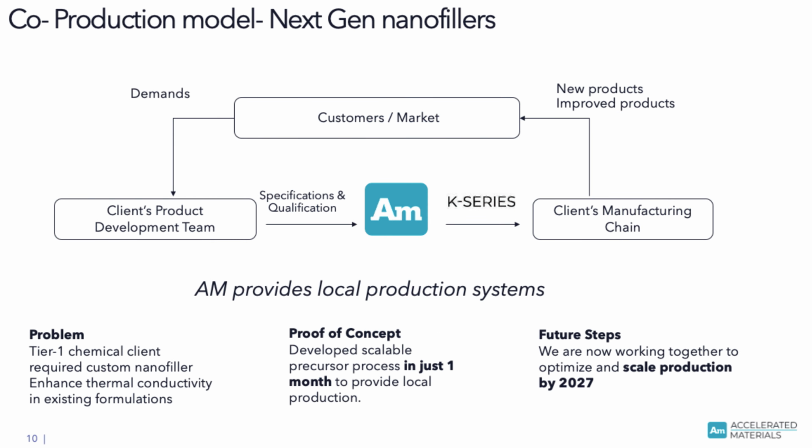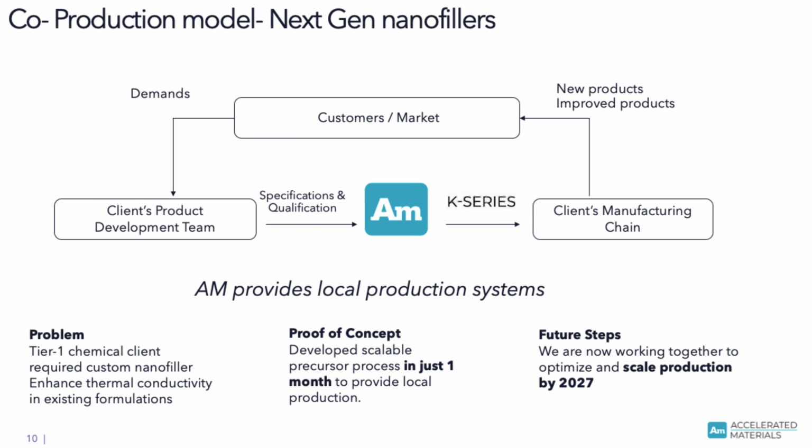So just to give you a very good example, one of the core production models is we are helping a company develop next generation nanofillers. So we actually work with the client's product development team. They share with us the challenges and their specification and qualification through our reactors and through our technology in the AI and machine learning software called AM Learn.